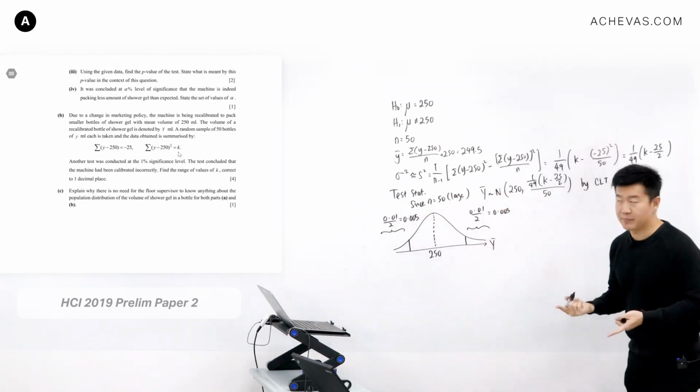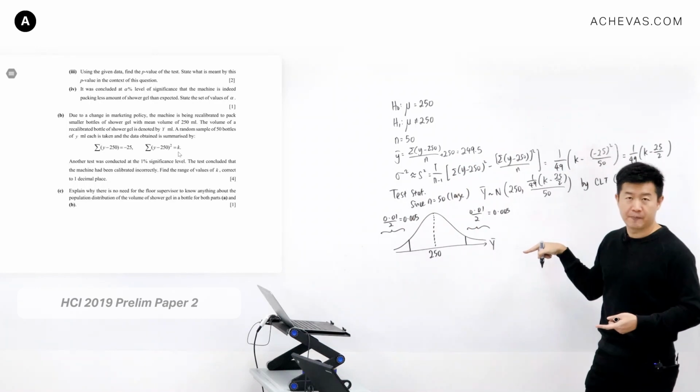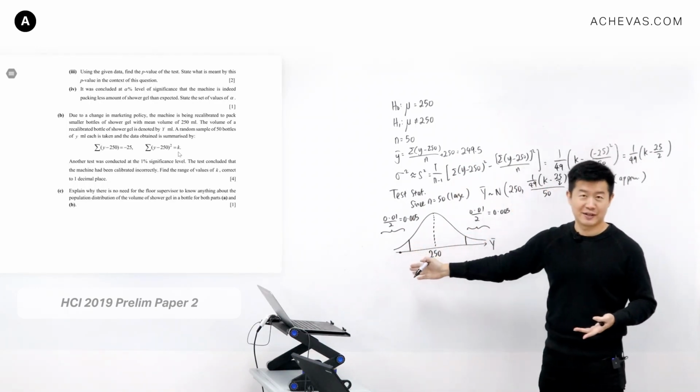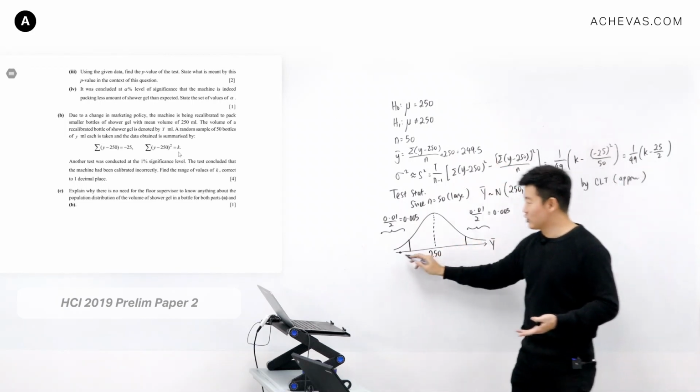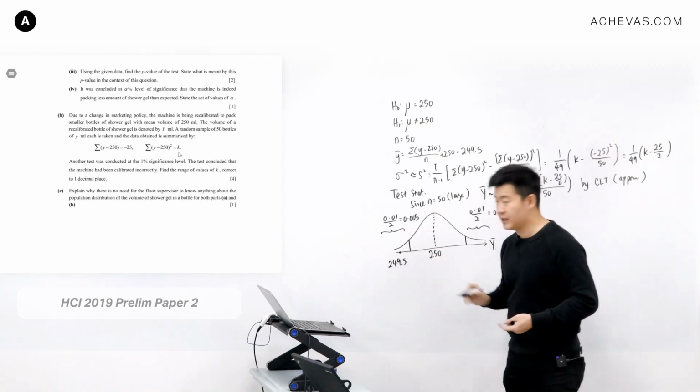A rejection has happened, which means that the evidence that I've collected, 249.5, is going to be within the critical region. I don't need to go and guess. From the number, I know it is going to be on the left-hand side. It's very weird if you were to put it onto the right-hand side, right? So I know it's going to be on the left-hand side. This is 249.5. It is definitely here.